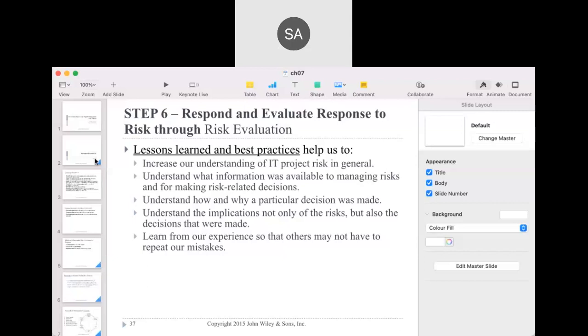After identify, then analyze the risk. After analyzing the risk, we come up with the strategies. Develop the strategies, right? After developing the strategies, we need to monitor and control risk. Finally, respond and evaluate. Evaluate the response. Right? Evaluate the response. Same as respond and evaluate. Okay. So 6 processes for managing project risk.